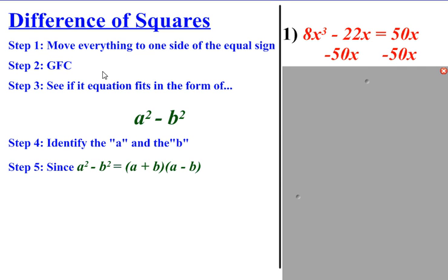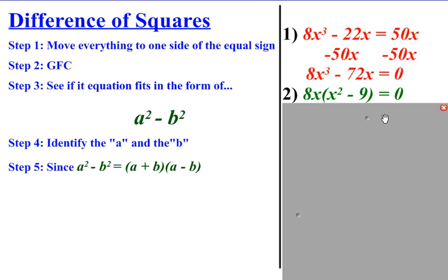Step 2 is to find the greatest common factor. In this case, our greatest common factor is 8x. When we pull 8x out from 8x cubed minus 72x, we get x squared minus 9. That is our difference of squares. X squared is a square, so is 9.